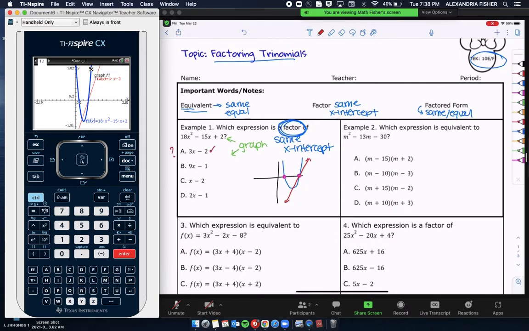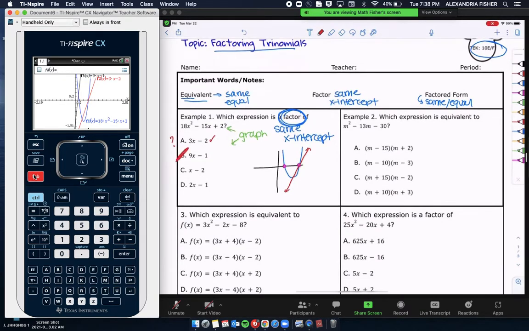Let's check B just to be sure. 9x minus 1, enter. See how this black one didn't cross that point? It's real close, but it didn't cross. Let's try C. So let's eliminate B. Sorry. x minus 2, enter. That one's way off, so we can eliminate it. Tab. 2x minus 1, enter. That one came close, but it didn't touch the x-intercepts. The only one that touched the same x-intercept is the red line. So A will be my answer.